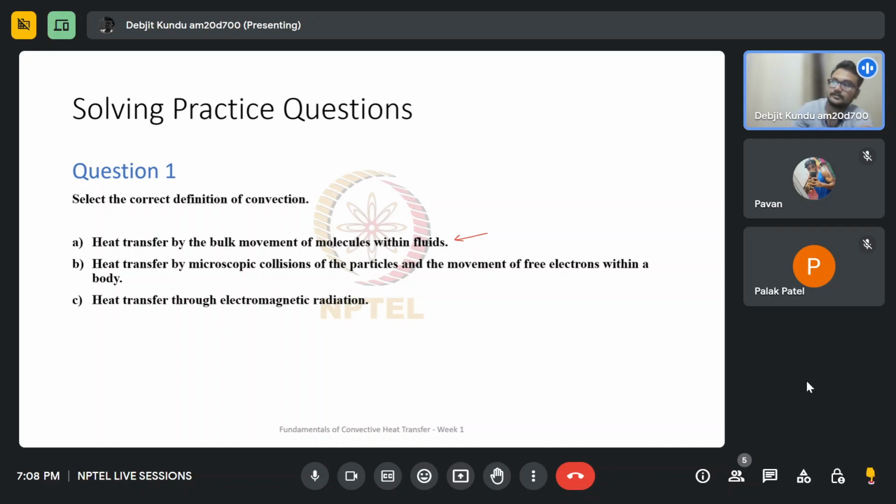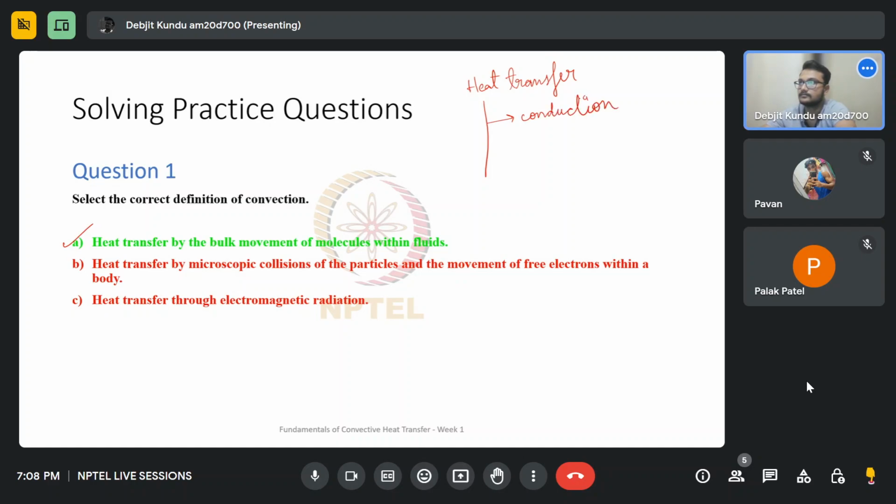So let's have a look at the solution now. The correct answer is option A, heat transfer by the bulk movement of molecules within fluids. Heat transfer, as we know it, can occur through three primary modes: conduction, convection, and radiation.